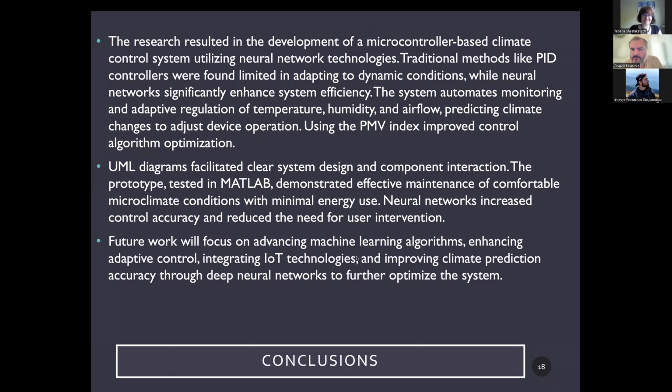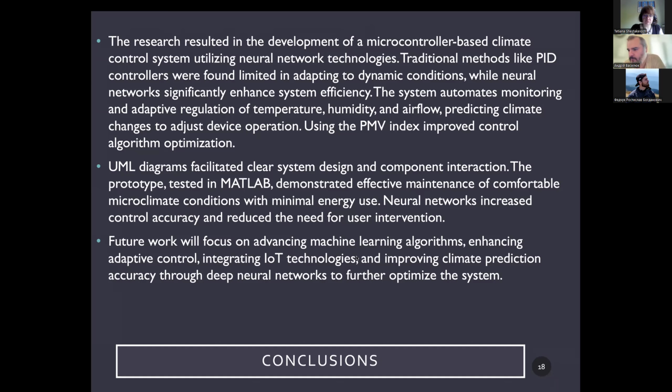Using the PMV index improved control algorithm optimization, and UML diagrams facilitate clear system design and component interaction. The prototype tested in MATLAB demonstrated effective maintenance of comfortable microclimate conditions with minimal energy use. The neural network increased control accuracy and reduced the need for user intervention.